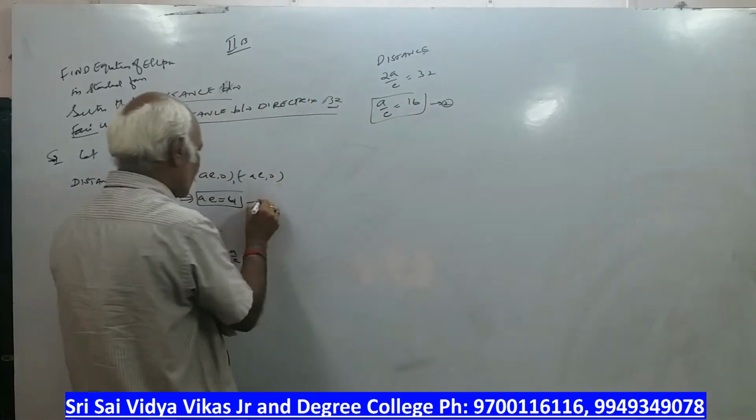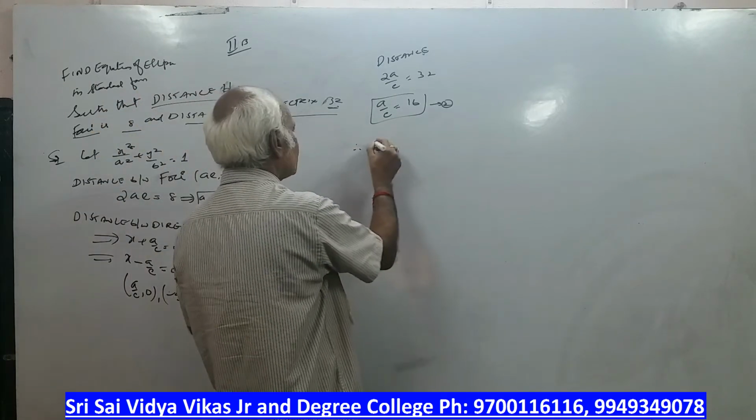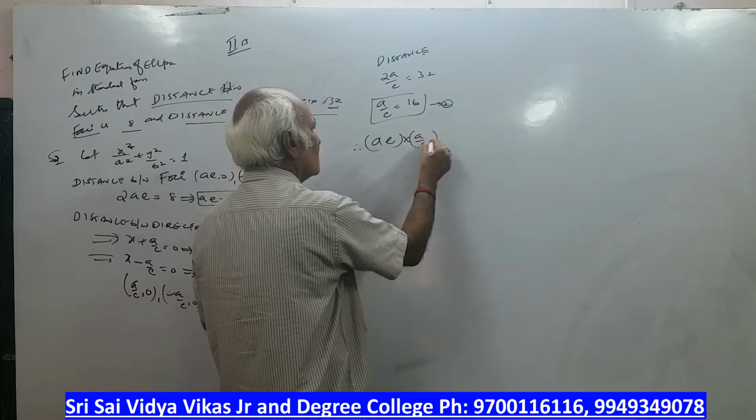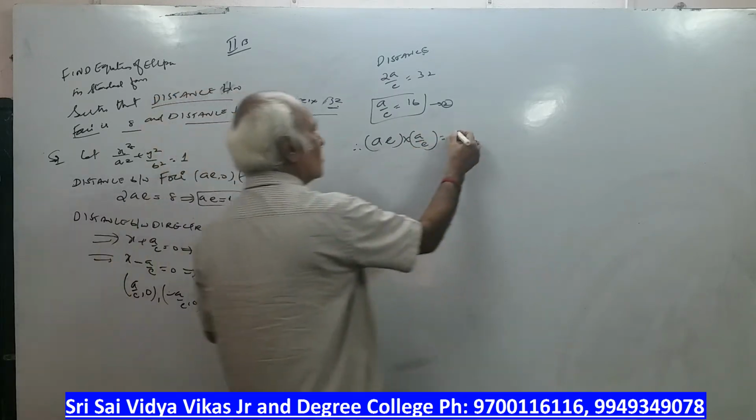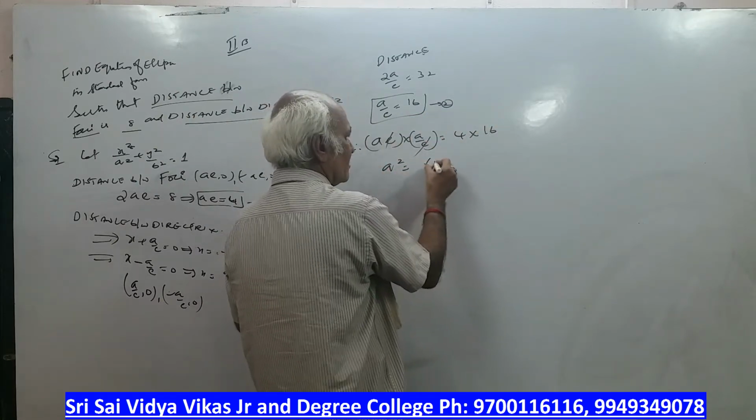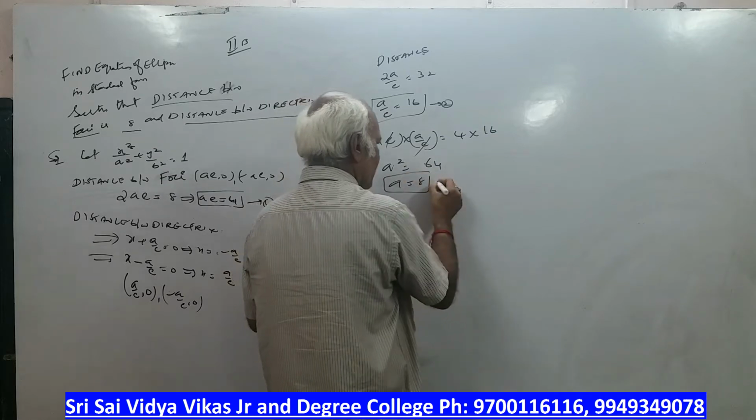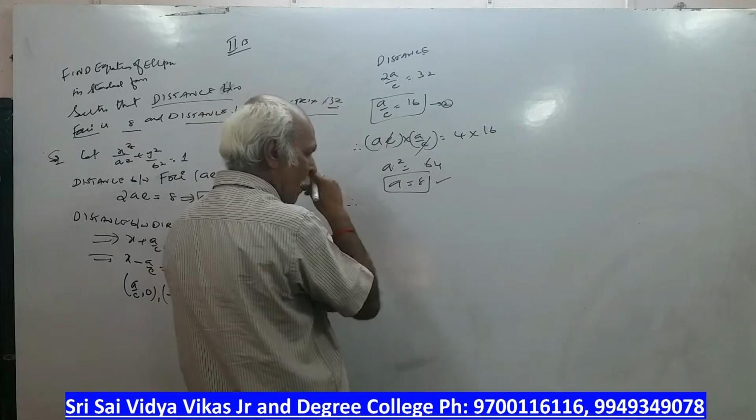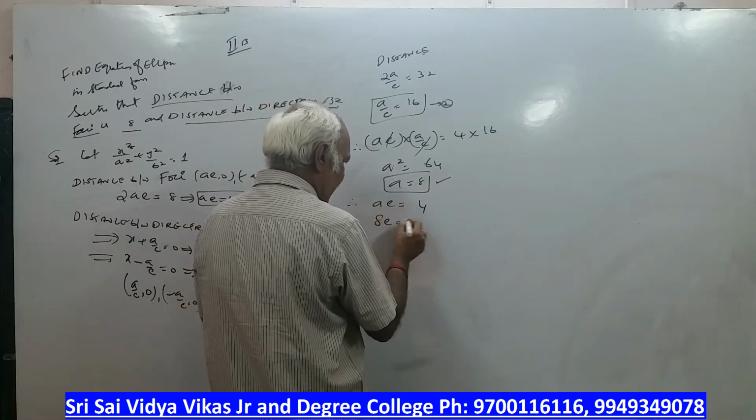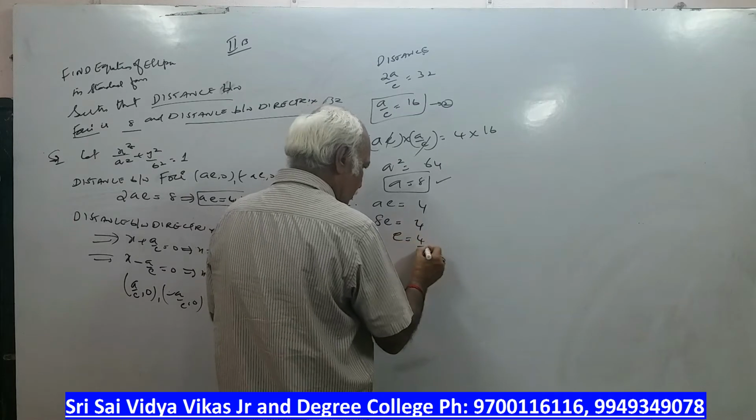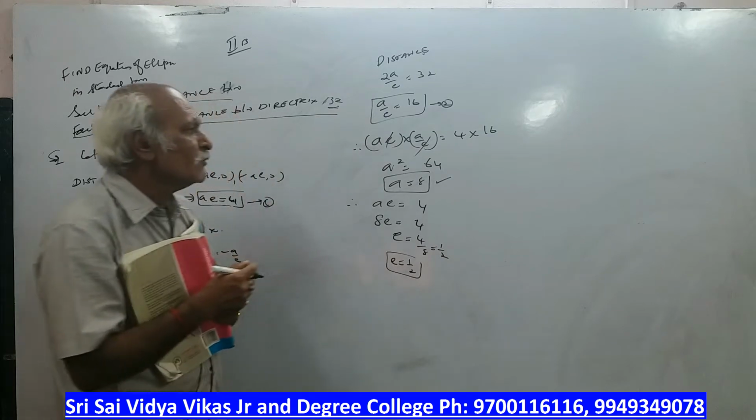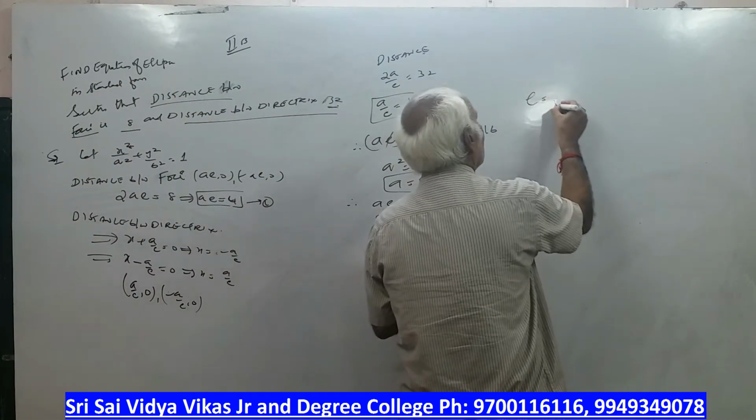Second equation, first equation. Therefore, ae into a by e. ae is what? 4. a by e, how much we got? 16. e will get cancelled. a square is equal to 64. a is equal to 8. Therefore, ae is equal to how much? 4. Already we got a value. 8e is equal to 4. e is equal to 4 by 8, 1 by 2. e is equal to 1 by 2.